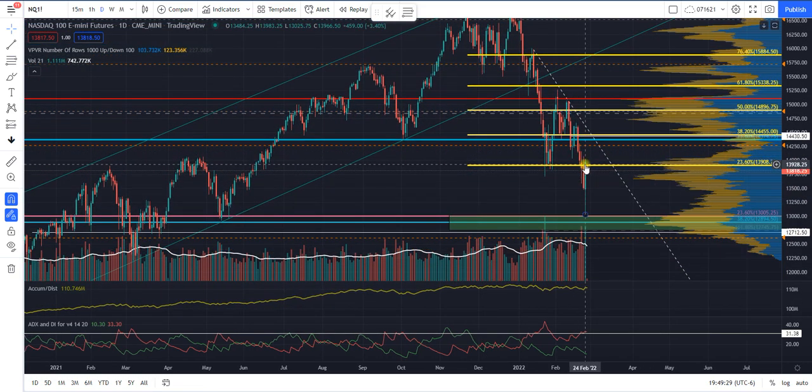And we see the test into and above that 13,908.75 and rejection thus far. A little bit of a volume node here at 13,635, so we'll see if that holds or not.